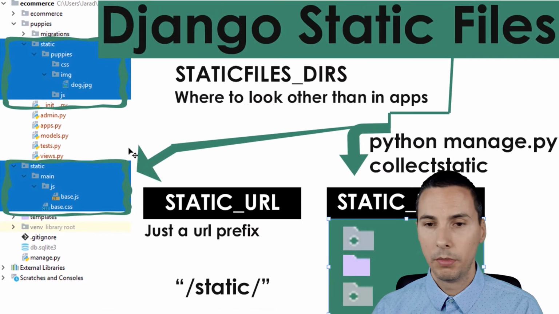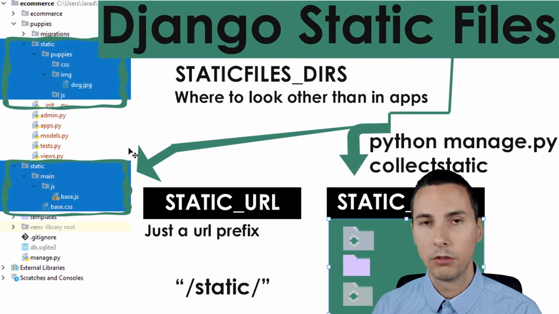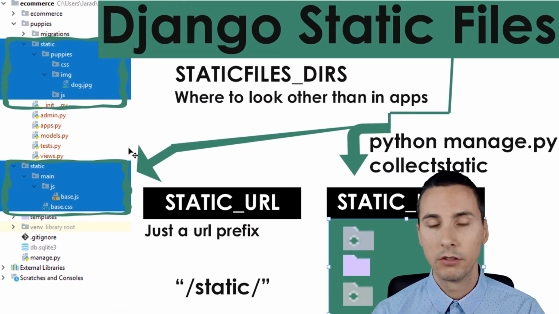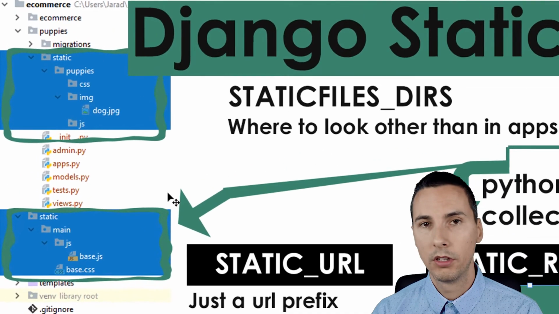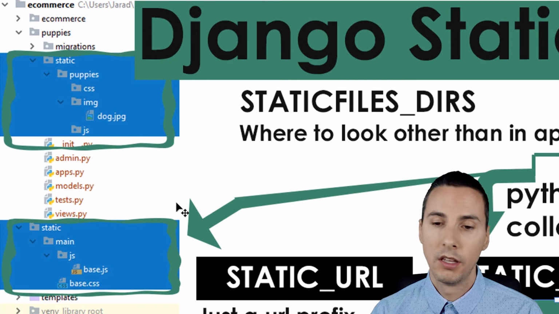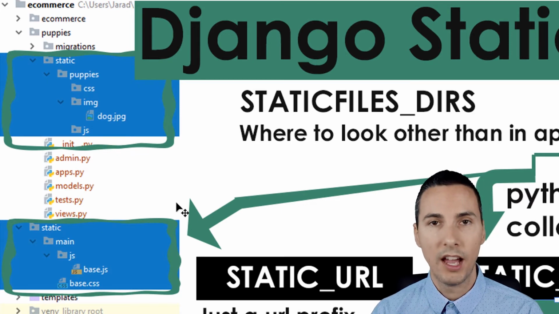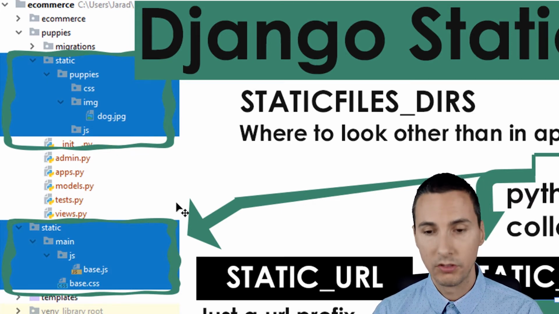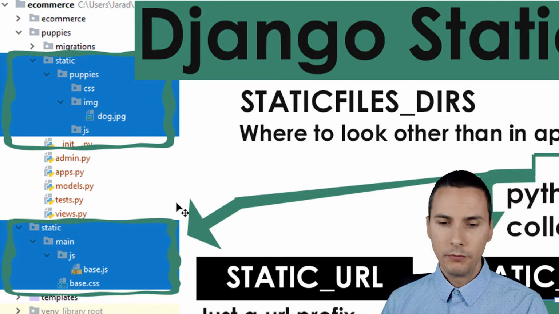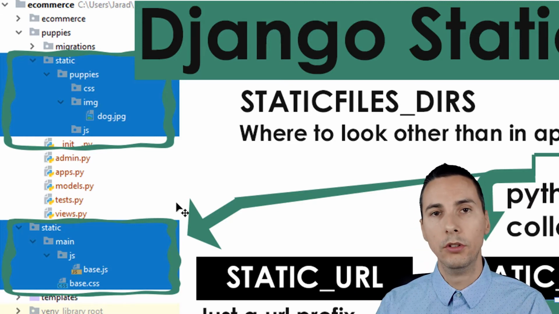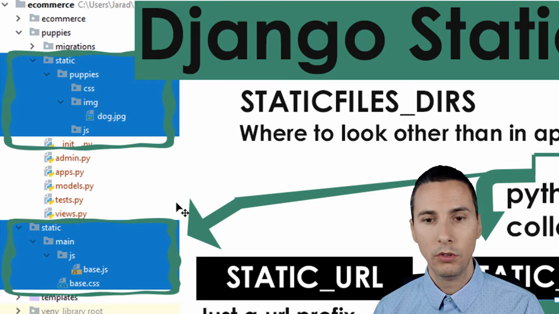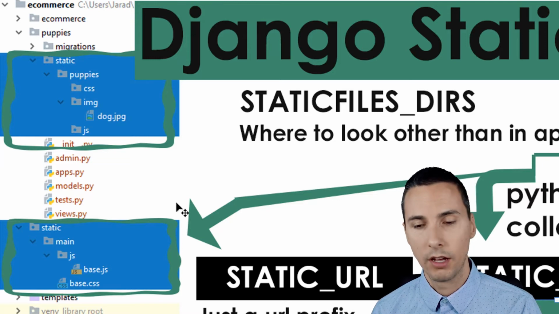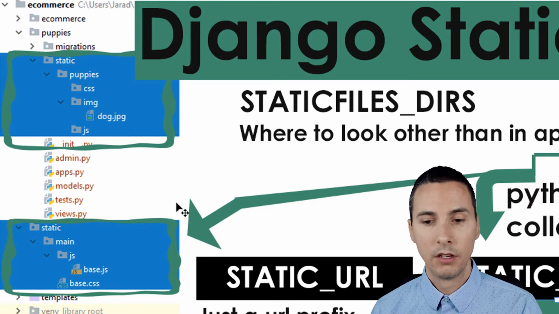I'm going to pull up this Photoshop mock-up that I made. Imagine you have a Django project. Imagine you have one app called a puppies app, and inside that puppies app you have a static directory that you purposely created by yourself. Then imagine at the project level you have a static folder.